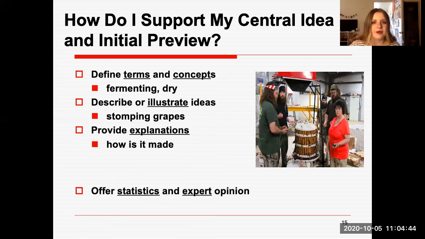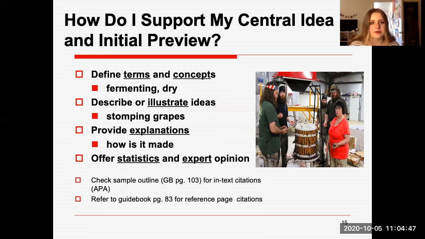All right, and so how do you support the central idea and initial preview? So you'll start by defining terms, concepts, things that we may not necessarily understand. So for example, fermentation and the aspect of dryness with wine. Then you'll describe or illustrate ideas. So stomping grapes, because not everyone necessarily knows that. And then you'll provide explanations. So in this case, it would explain how it's made. You can offer statistics, expert opinions, and basically this is just going to be your supporting evidence.